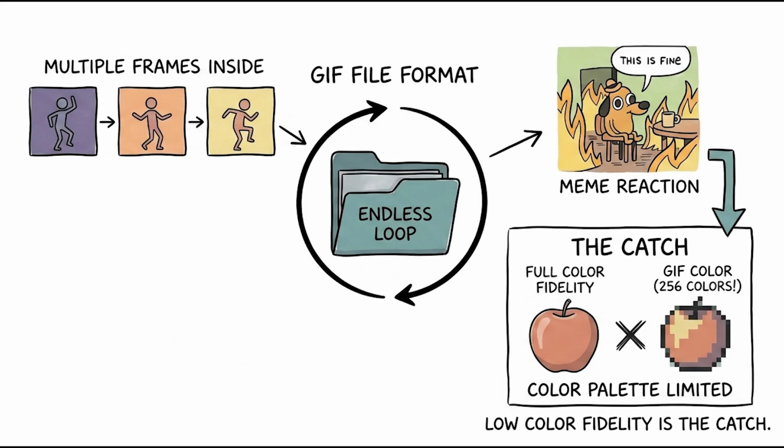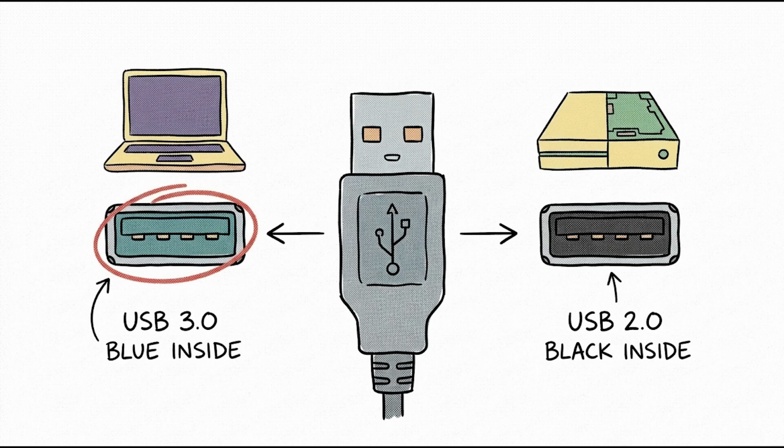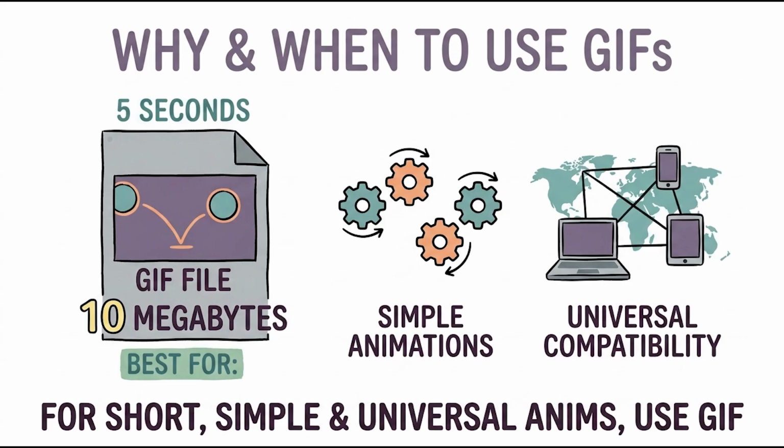But here's the catch. GIF only supports 256 colors per frame. That's it. Modern screens display millions. So GIFs look grainy, dithered, and honestly, kind of rough by today's standards. File sizes balloon fast too. A 5-second GIF can easily hit 10 megabytes.